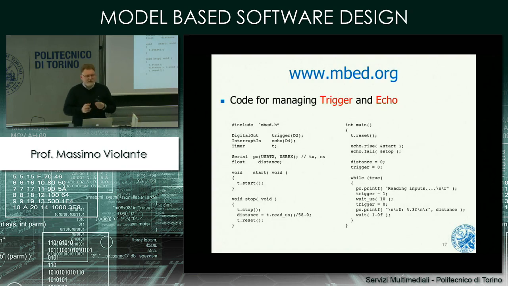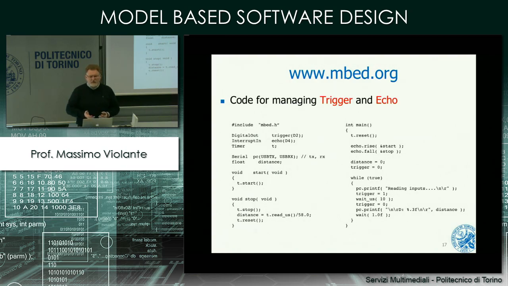So think about the sensor. The sensor, as we said, has 4 terminals. One has to be connected to 5 volt, another one shall be connected to ground. Then we need to use 2 IOs of the board. One is for generating the trigger output. It is an output for the board, an input for the sensor. And then we need to use another IO for getting the echo input. It is an input for the board, it is an output for the sensor, okay?